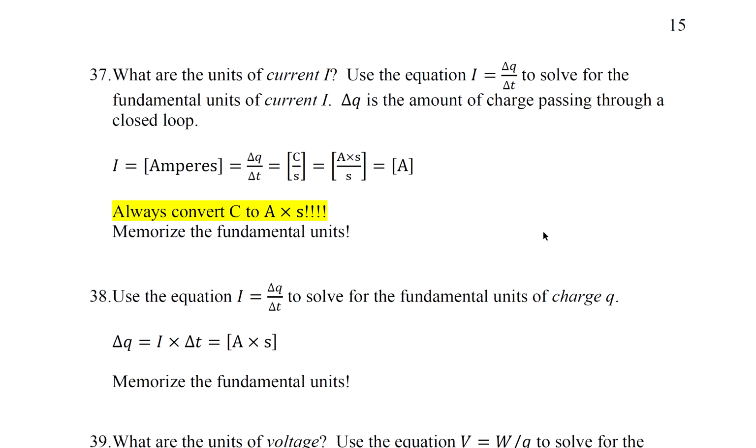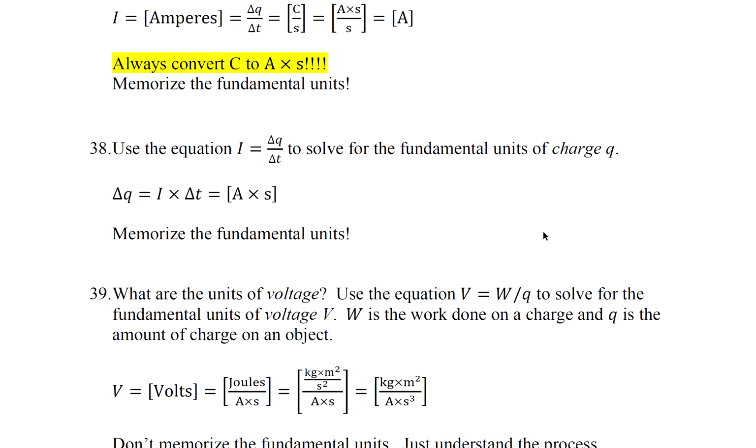Question 37, what are the units of current I? We're going to use the equation I is equal to delta Q over delta T to solve for the fundamental units of current. So that's going to be coulombs over second, but we know a coulomb is an amperes times second. So the fundamental units of current is amperes. So always convert coulombs to amperes times second, because coulomb is not a fundamental unit, but amperes times second is a fundamental unit.